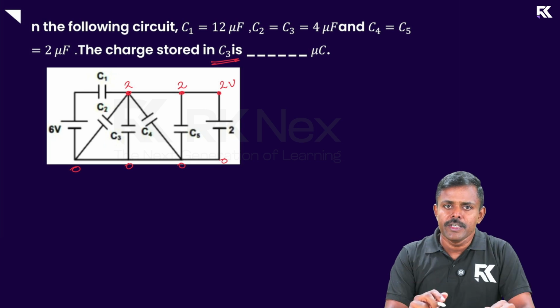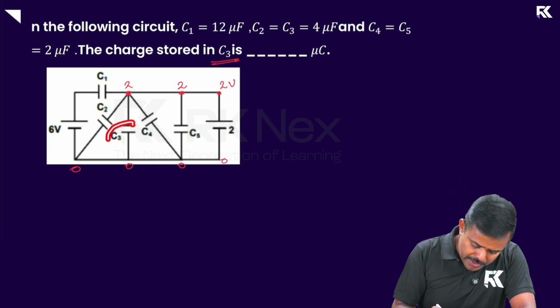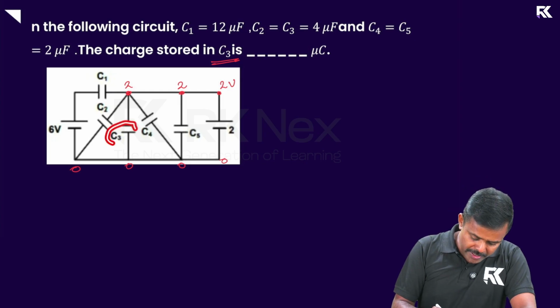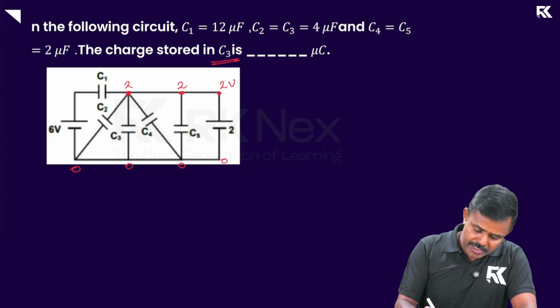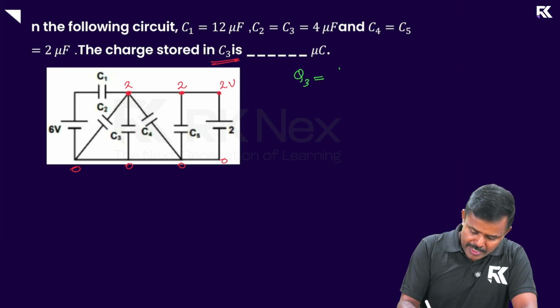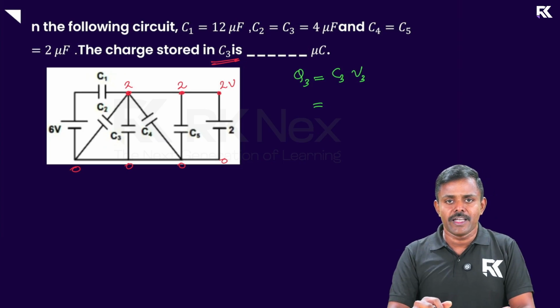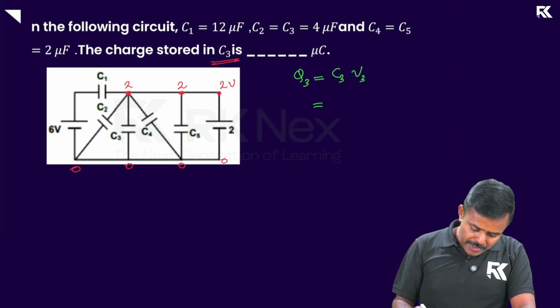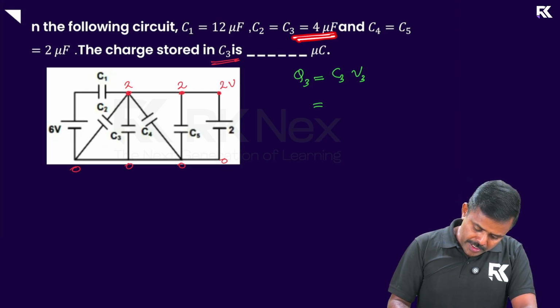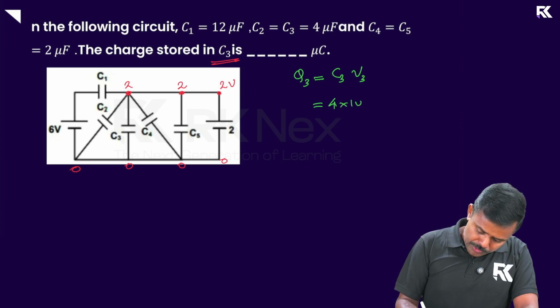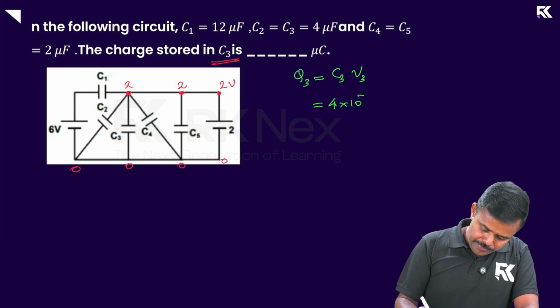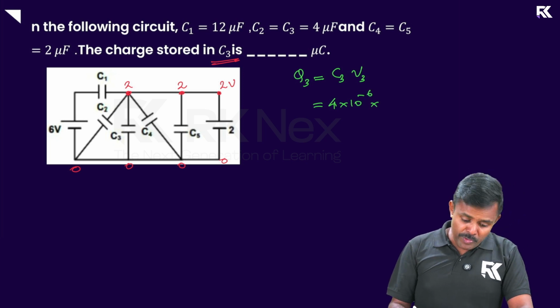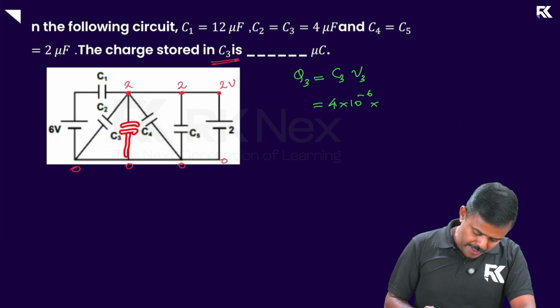So I'm concerned about C3 alone. Look at C3. This is C3. I need to find the charge through this. How to find the charge? Q3 is equal to C3 into V3. Right? You learned the equation for charge as the product of capacitance and potential difference. So what is C3 here? C3 is given in the question as 4 microfarad. So 4 into 10 power minus 6. Micro means 10 raised to minus 6, right? Into V3.